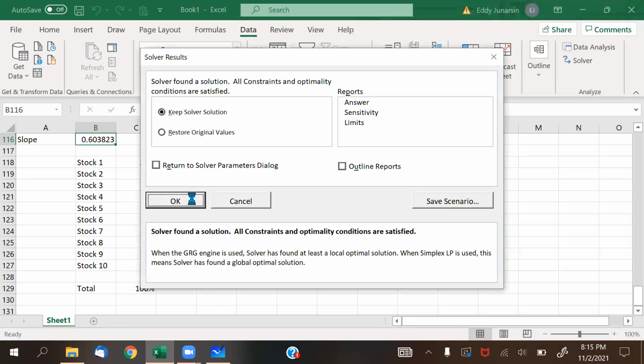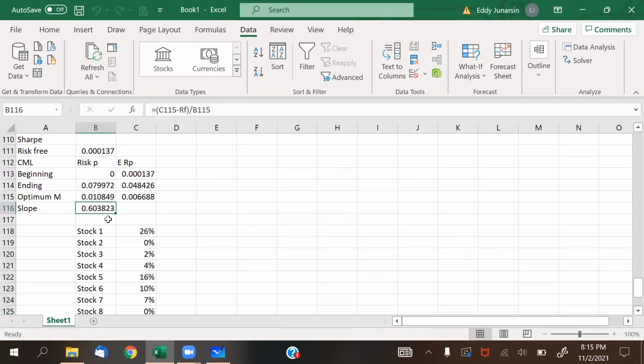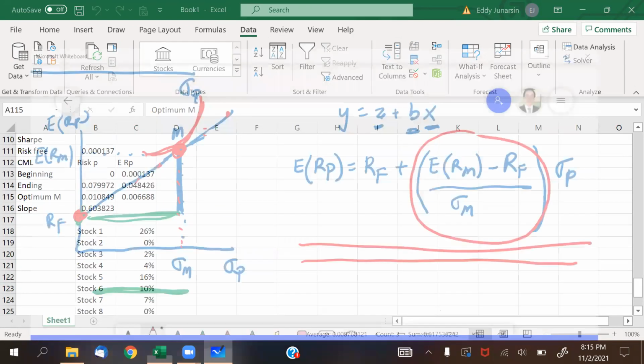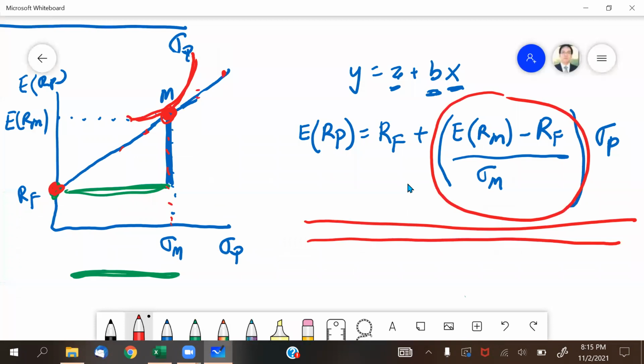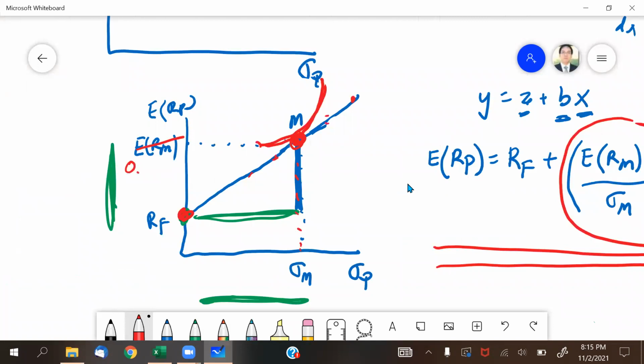So solve it. Okay, so we got this, and everything automatically changes. The slope will change, so we find the maximum value of the slope. This is the optimum here. It means that this is 0.006 and this would be 0.010. That's the optimization.